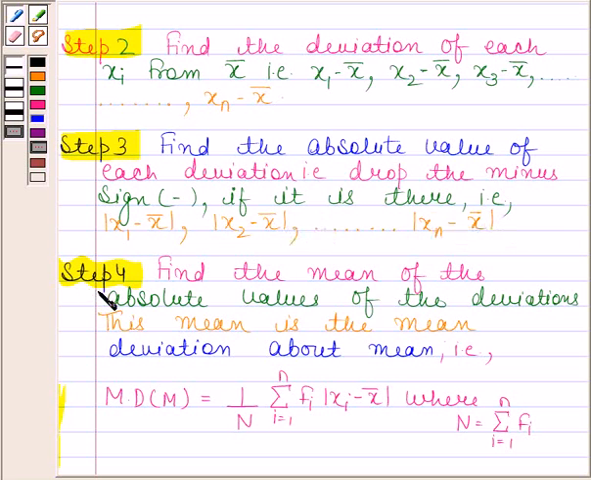And then in the last step, we have to find the mean of the absolute values of the deviation. This mean is the mean deviation about mean, that is mean deviation about mean is equal to 1 by n into summation i goes from 1 to n fi into mod of xi minus x bar, where n is equal to summation i goes from 1 to n fi. Always remember these steps. So keeping all these steps in mind, let's now begin with the solution.